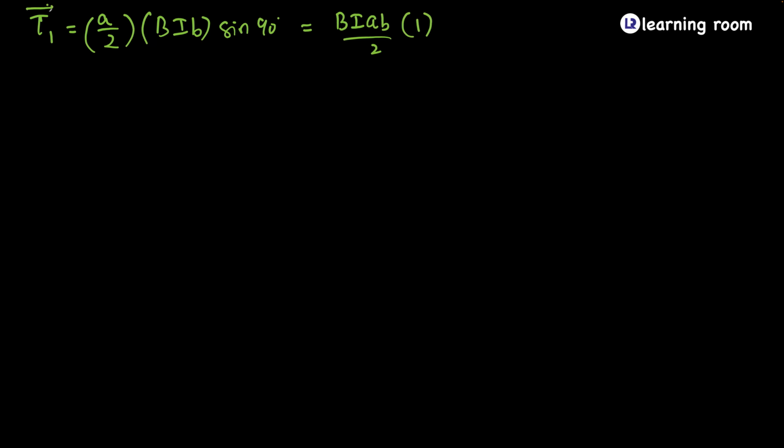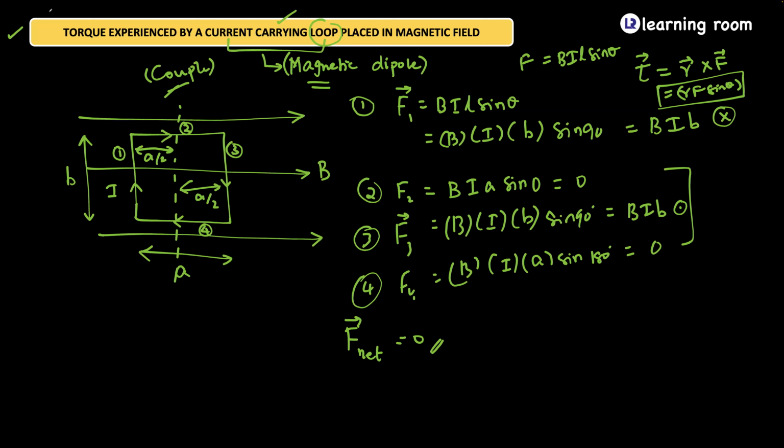Now, if I take this as torque 1 in the vector form, then observe what is going to happen is, since the force is acting into the plane, when you see from here, let's say your eye is here.